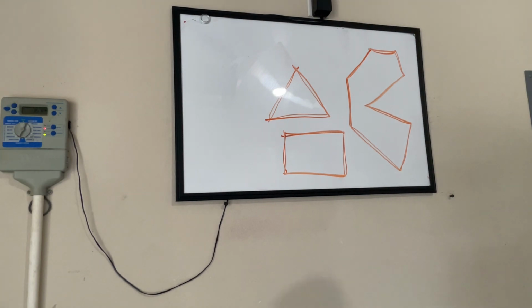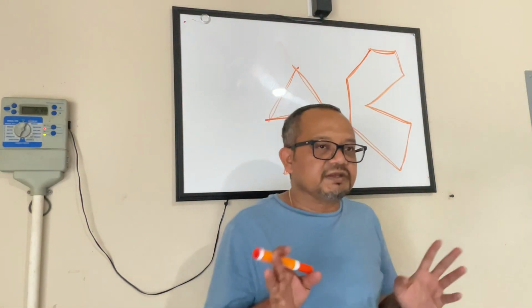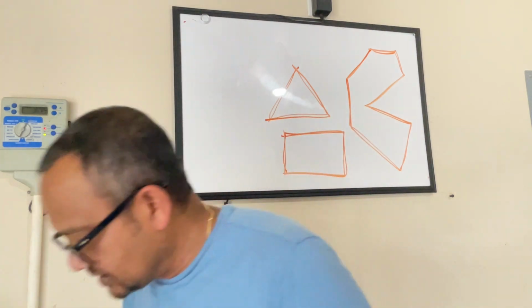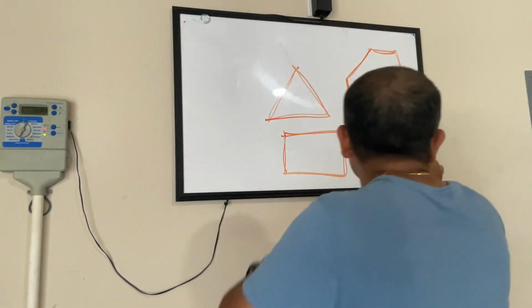Alright. So area and perimeter we just understood conceptually what it is. Now let's do some fun.